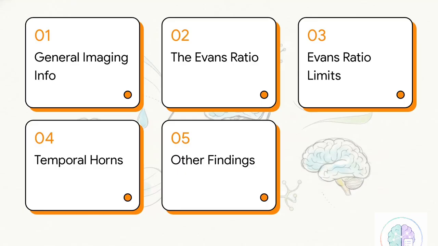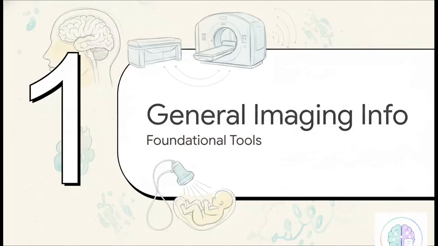Here's a quick roadmap so we don't miss a beat. Section 1 covers general imaging info, then we'll calculate the Evans ratio in Section 2 and immediately tear down its limitations in Section 3. We'll wrap up with evaluating the temporal horns in Section 4 and other suggestive imaging findings in Section 5. All right, Section 1, General Hydrocephalus Imaging Info. Let's establish our baseline tools.